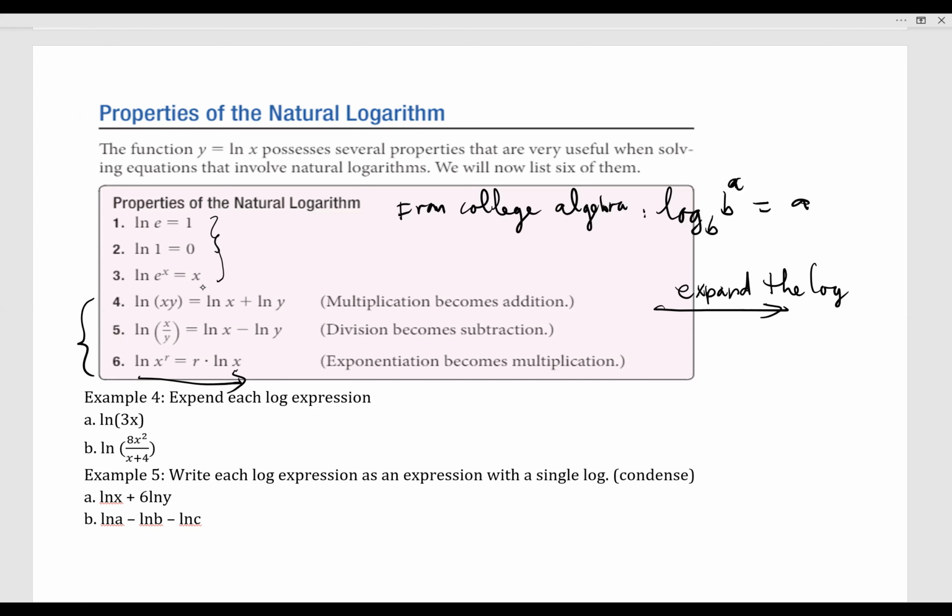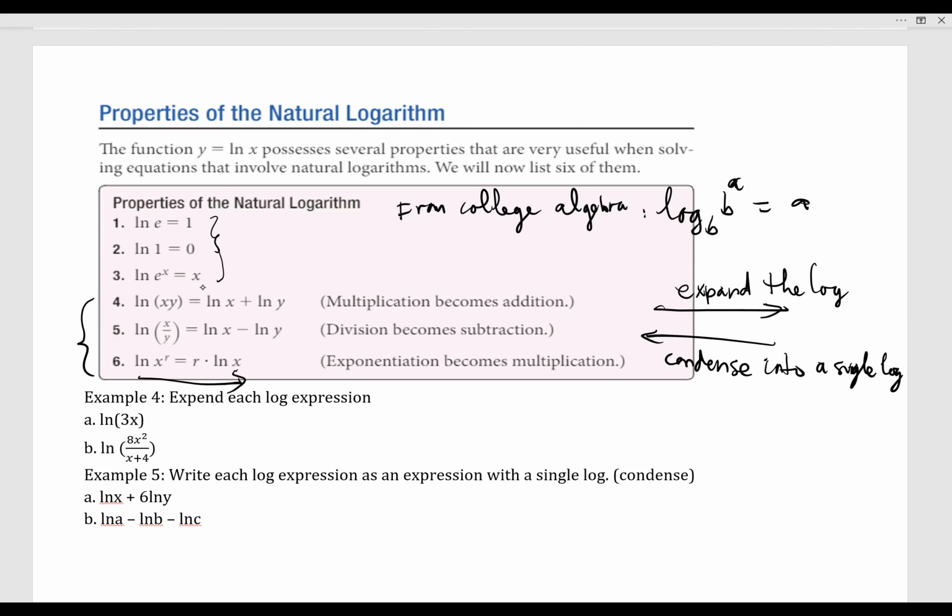In the other way, if I ask you to condense, or write it into a single log, then you want to go from the right to the left in these three forms.